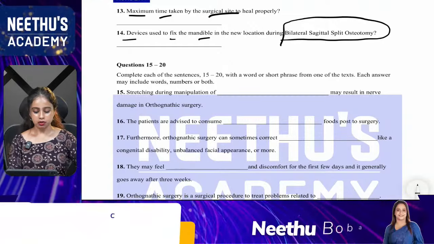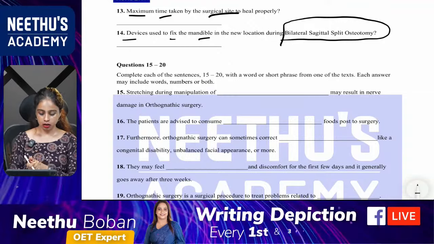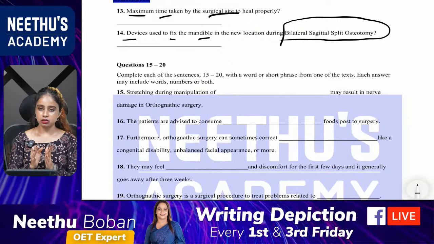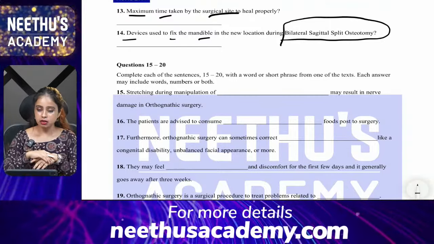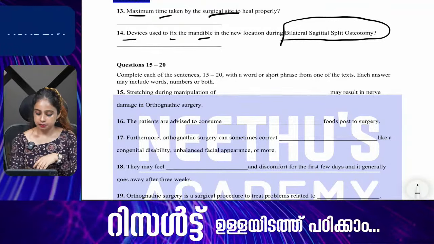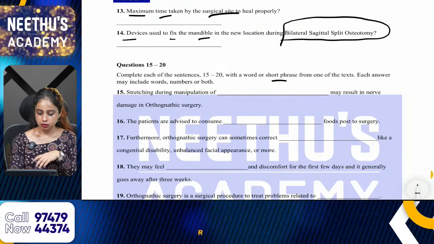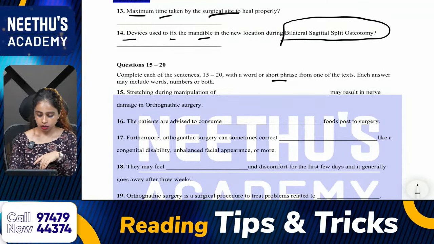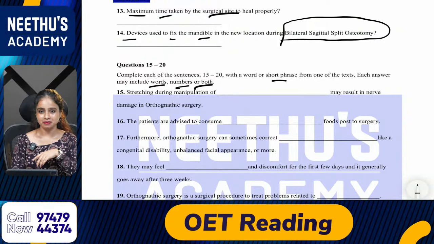Okay. Then what about the next set of questions that can be called fill in the blanks questions, and once again we are reading the instructions which is mentioned here. Complete each of the sentences 15 to 20 with a word or a short phrase again, okay, which means you can write maximum of 3 words from each one of the texts. Each answer may include words, numbers or both.